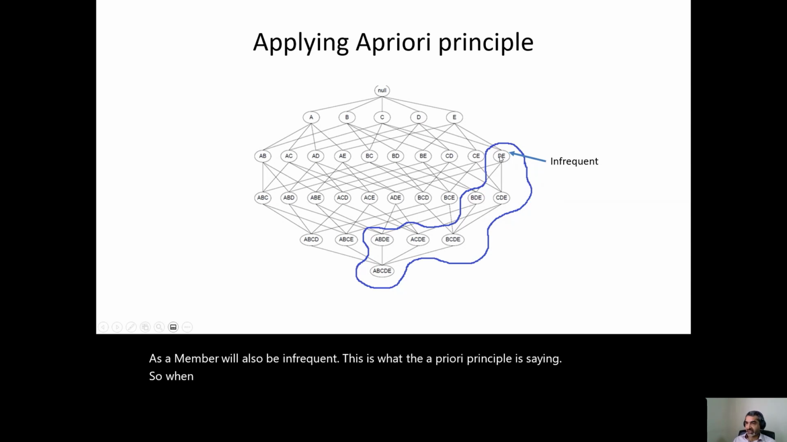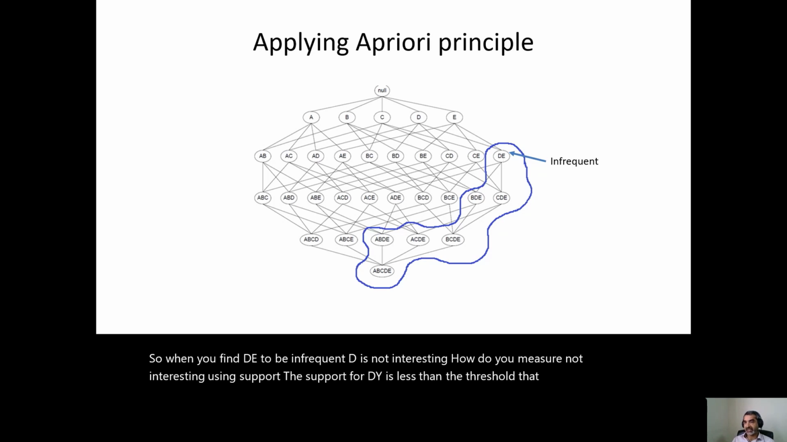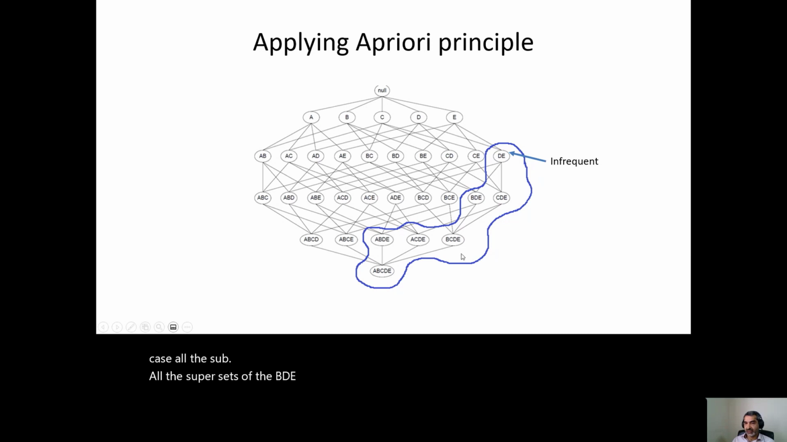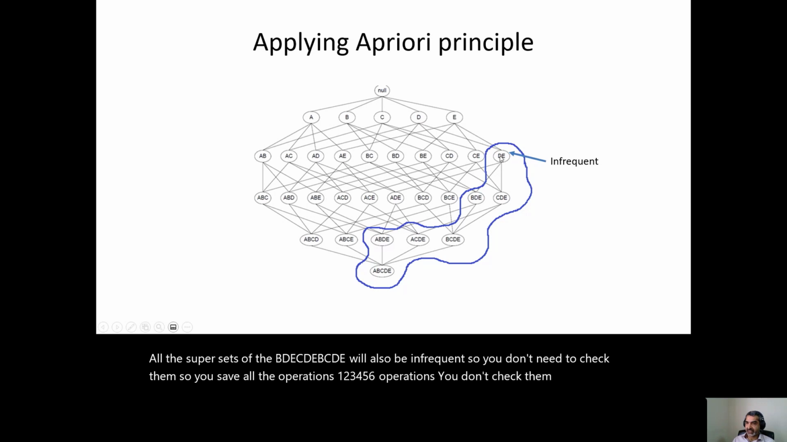So when you find DE to be infrequent, it is not interesting. How do you measure not interesting? Using support. The support for DE is less than the threshold that you want. In that case, all the supersets of DE, BDE, CDE, BCDE, will also be infrequent, so you don't need to check them. So you save all those operations, 1, 2, 3, 4, 5, 6 operations. You don't check them because their subset is infrequent. Their superset of DE will be uninteresting. You don't need to check based on the a priori principle.